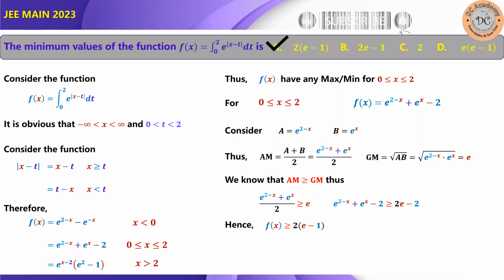So therefore the minimum value of the function is obviously option A, and that's why option A is the correct answer. Hope you understood the problem. Thank you.